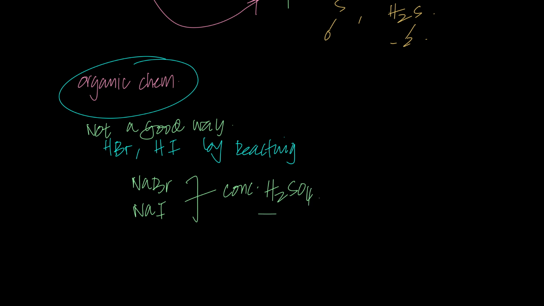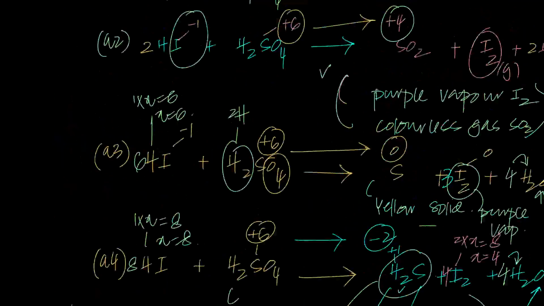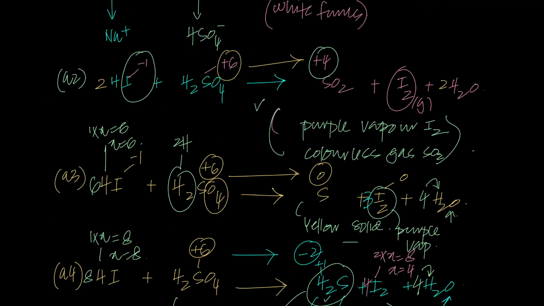Why? Shabash. Who is gonna answer this? Why is it not a good way to prepare HBr or HI? You can prepare HCl by taking NaCl and reacting it with conc sulfuric acid, but we don't do this. And you will come across this in organic chemistry. Remember, I'll ask you this in organic chemistry. So why is it not a good way? Why do you think? Suggest why it's not a good way to prepare HBr or HI by reacting NaBr or NaI with conc sulfuric acid.